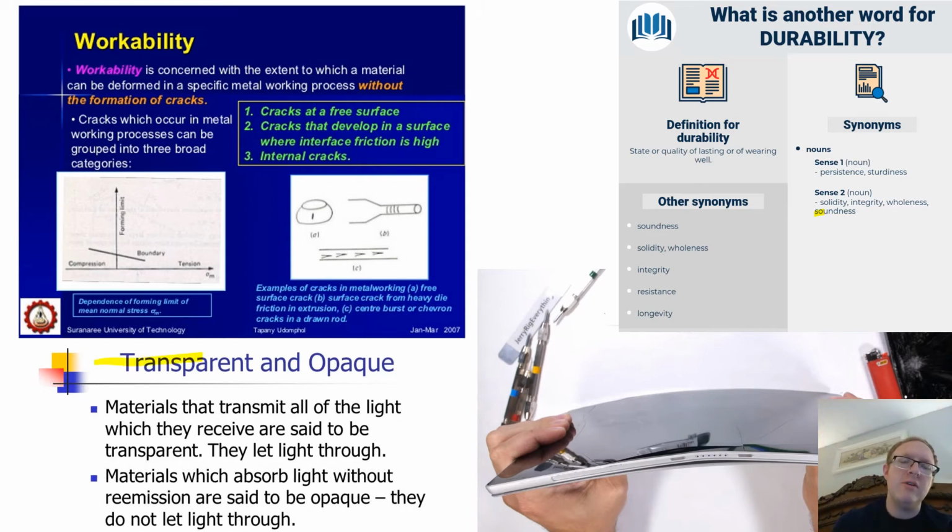Next, they talked about transparency. So obviously, some materials are transparent, some are opaque. We want to keep pushing that vocabulary. Opaque means the opposite of transparent. And so some obvious things there, but still an important thing to analyze.